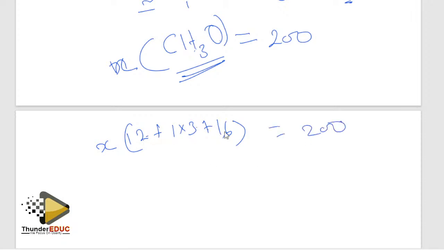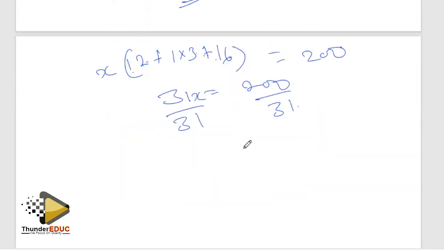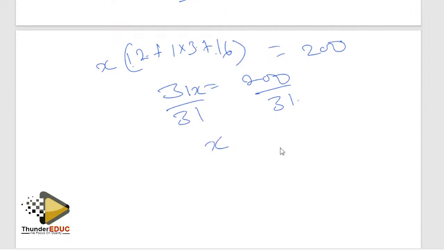This is equivalent to 200. So 12 plus 3 plus 16 is 31. So 31x is equal to 200. Then you divide by 31 and look for the answer. I'm not saying it's the actual answer, I'm just giving a rough estimate, because we are rushing so that we cover other subtopics. So here x is maybe, let me just say, x is equal to 5.